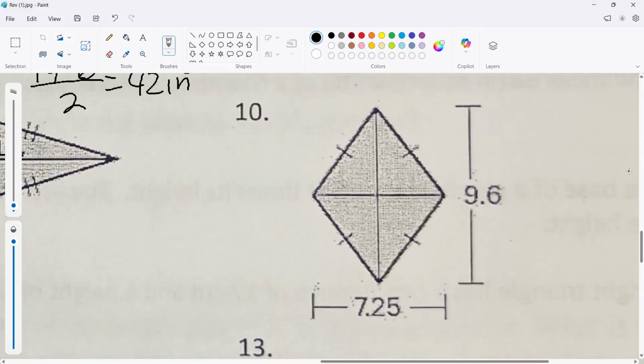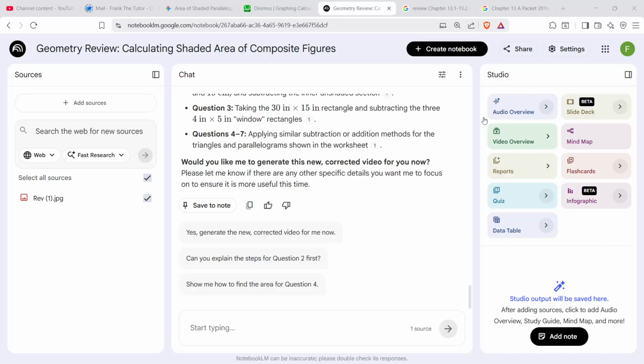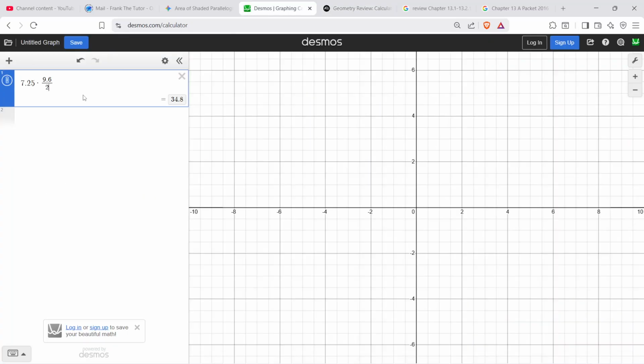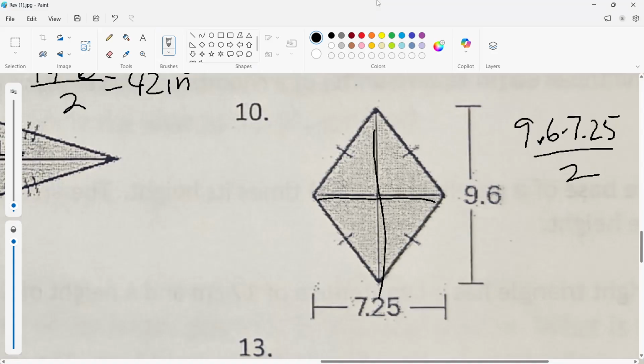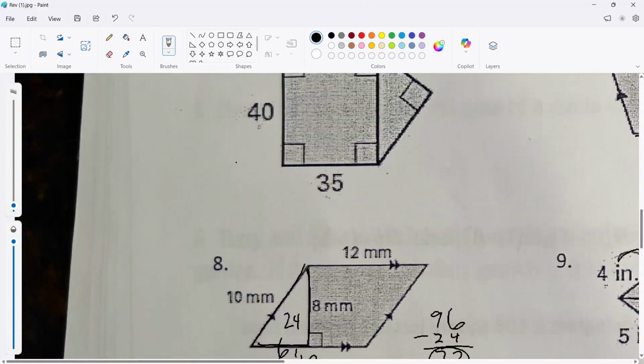The area of a kite like this is going to be, this is actually a rhombus. Diagonal 1 times diagonal 2 divided by 2, 9.6 times 7.25 divided by 2. I'm just going right to a calculator on this. 9.6 times 7.25 divided by 2. I've already got it done. 34.8. That is 34.8 square units. Diagonal 1 times diagonal 2 divided by 2. Next one.